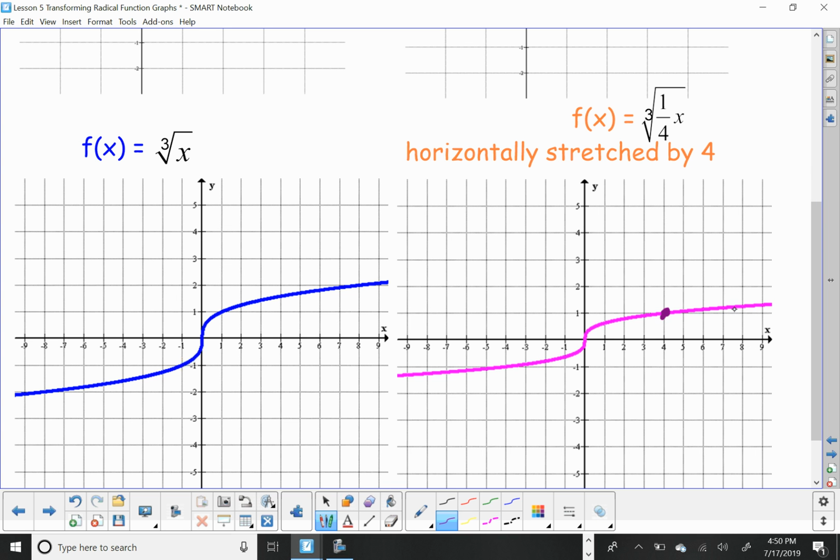When you're graphing this, notice that my curve here doesn't just fly up here. It stays below where y is 2.